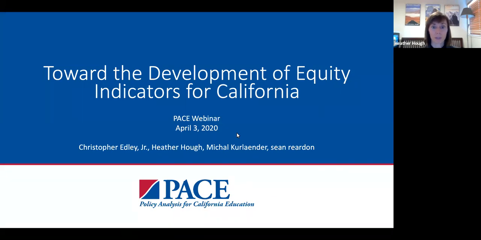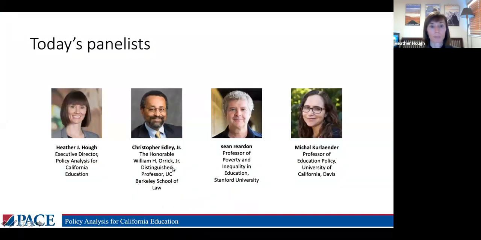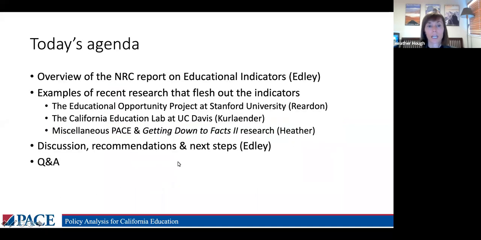So I want to talk for a second about today's agenda. Or today's panelists. So you know me, I'm Heather Huff. We have Chris Edley Jr., who is with the Berkeley School of Law, Sean Reardon with Stanford University, and Michal Kurlaender at the University of California at Davis. And today's agenda is that first, Chris will start us off with an overview of the NRC report on educational indicators, which is the framework for today's conversation. And then we'll go into examples of recent research that flesh out these indicators. Sean Reardon will talk about research coming out of the Educational Opportunity Project at Stanford University. Michal Kurlaender will talk about research coming out of the California Education Lab at UC Davis. And I will give a whirlwind tour of how some recent PACE and Getting Down to Facts 2 research also fits into this indicator system. Then Chris Edley will give us some discussion and recommendation and next steps, and we will open it up to ample time for question and answer.